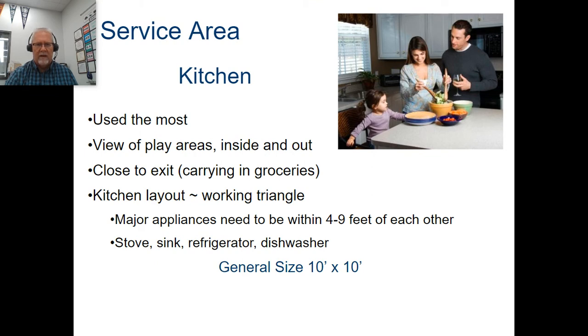Close to an exit. That's pretty important because we need to go get groceries once in a while, and to carry them in, it makes it a lot easier if you're near a doorway, so you don't have to carry them as far. Major appliances need to be 4 to 9 feet from each other. Things like a stove, a sink, a refrigerator, dishwasher. Common size for a kitchen, 10 by 10. Mine is significantly bigger. I think last time I measured it was probably 9 by 16, 9 by 17. It's a nice size kitchen. We really appreciate that.